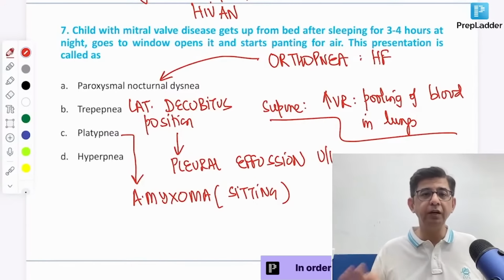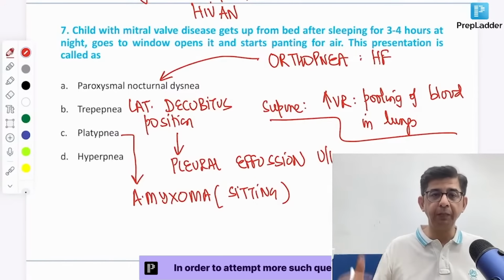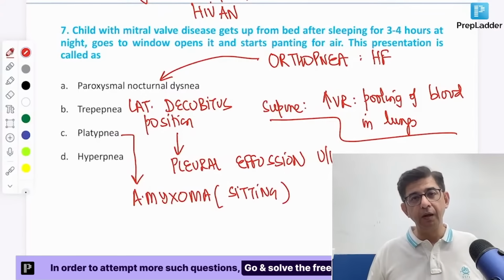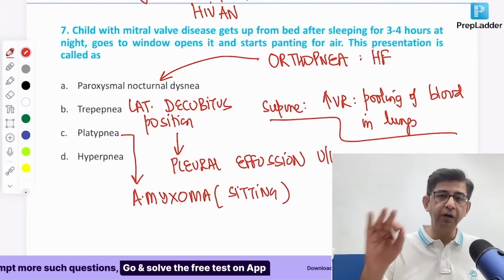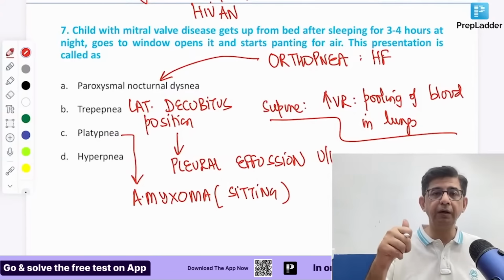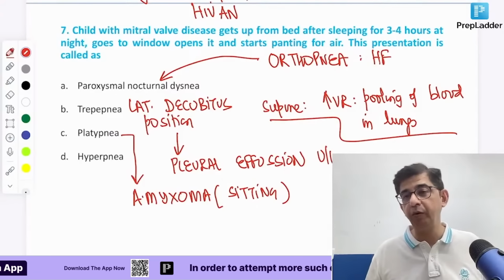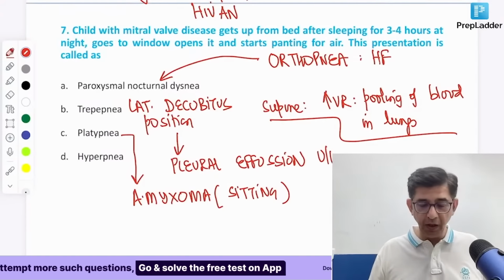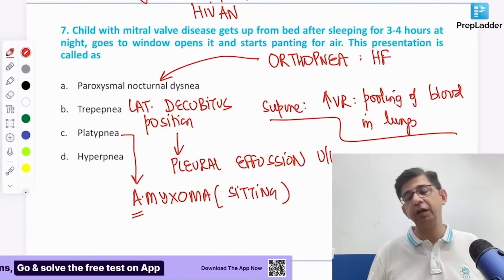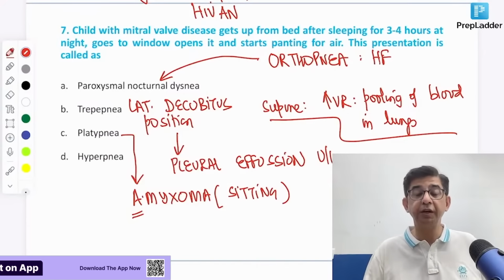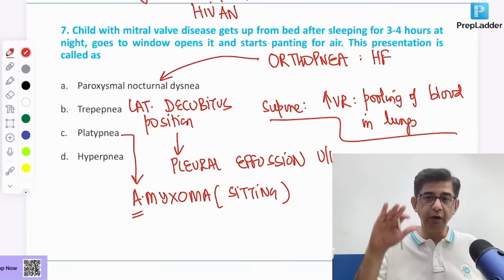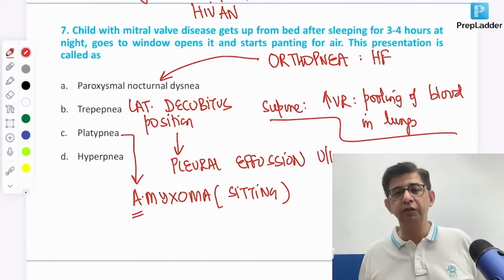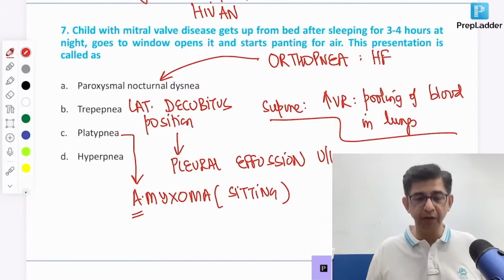आपको तीन terms याद करनी है, orthopnea, trepopnea और platypnea. आज आप याद कर लो ऑर्थोपनिया हार्ट फेलियर, कल याद कर लेना ट्रेपोपनिया, that is a feature of unilateral pleural effusion due to lung cancer. And then आप याद करना platypnea, that is seen with atrial myxoma. सिटिंग पोजीशन में बैठे बैठे सांस फूल रहा है, so this is a tumor causing obstruction in the heart which will have that classical tumor plop sound present.